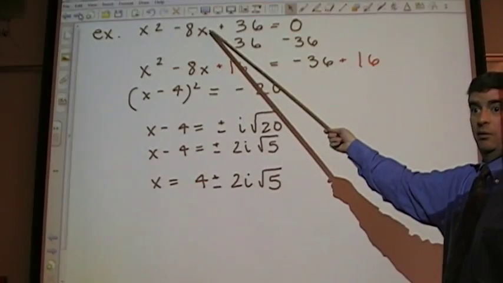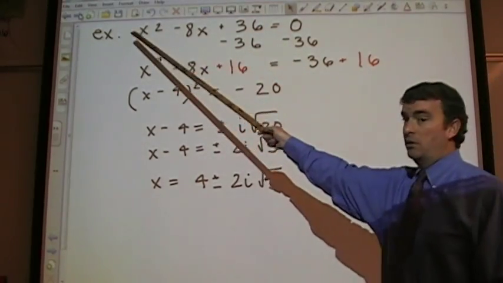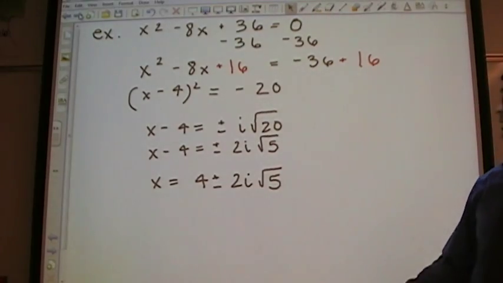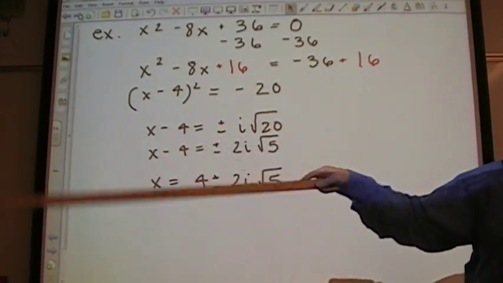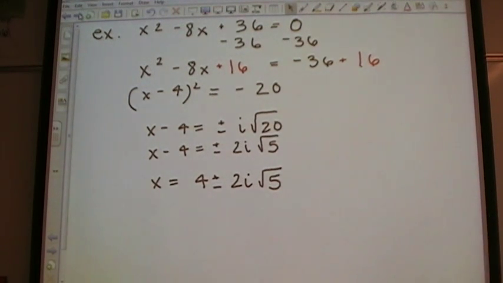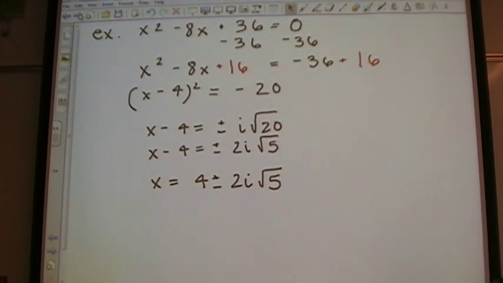You've got to be careful. This is not a perfect square trinomial just because the first and last are perfect squares. If you were to use our rules, you get x minus 6, and x minus 6 squared would be x squared minus 12x. So before you solve, you need to check if it's perfect. The safe thing to do is just go ahead and go through the steps anyway. You can't go wrong by going through the steps.